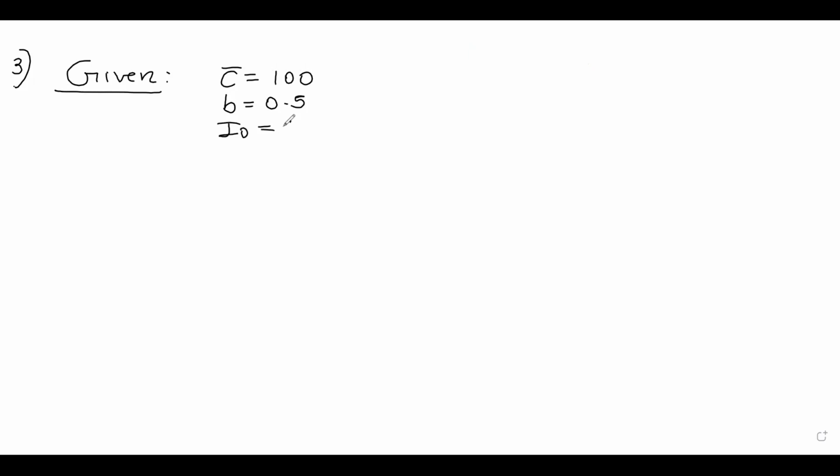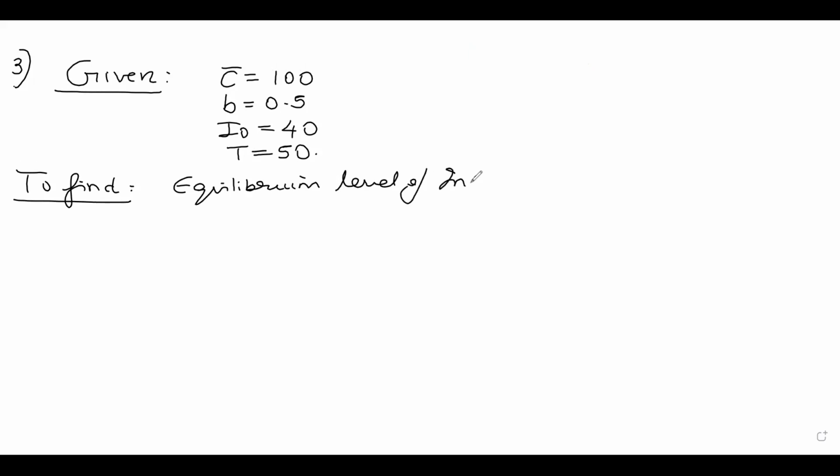Okay, so erasing this part off, let's look at question number 3. So we are given the consumption function. I can write that C bar is 100, given to us. The slope of the consumption function is 0.5. Autonomous investment is 40 and the tax is 50. Okay, what do I need to find out? We need to find out the equilibrium level of income for the economy.